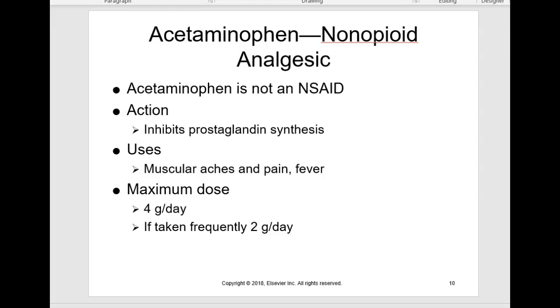Acetaminophen is safe and effective when used at therapeutic doses. It causes little to no gastric distress, and does not interfere with platelet aggregation. So that's a way that acetaminophen is different from ibuprofen. Since it's not an NSAID, it doesn't cause GI distress, and it doesn't interfere with platelet aggregation.